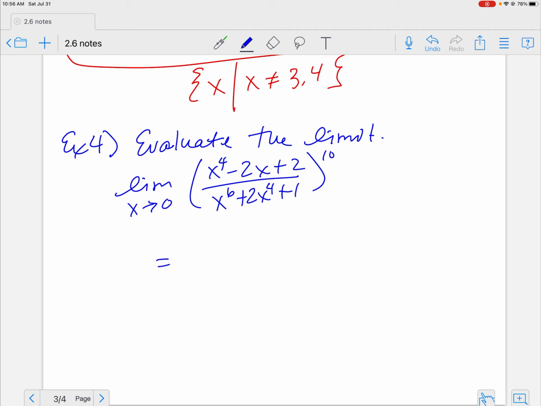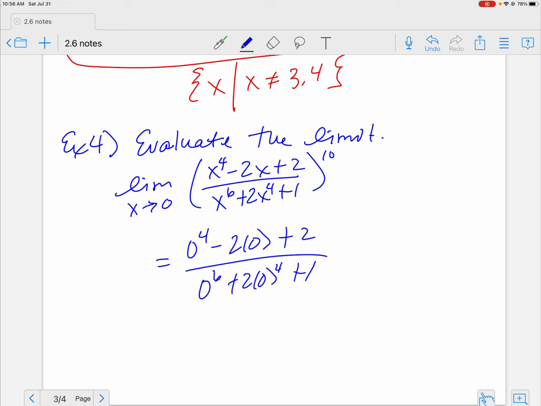And remember, as I plug it in, you lose the limit notation because you're performing that operation. If I want to find where the limit as x approaches 0 exists, then I plug that value in, and that is my operation. So I have 0 to the 4th minus 2 times 0 plus 2 over 0 to the 6th plus 2 times 0 to the 4th plus 1. All of that is to the 10th.